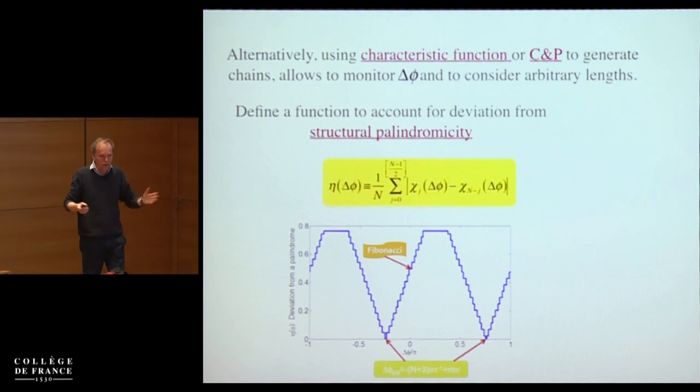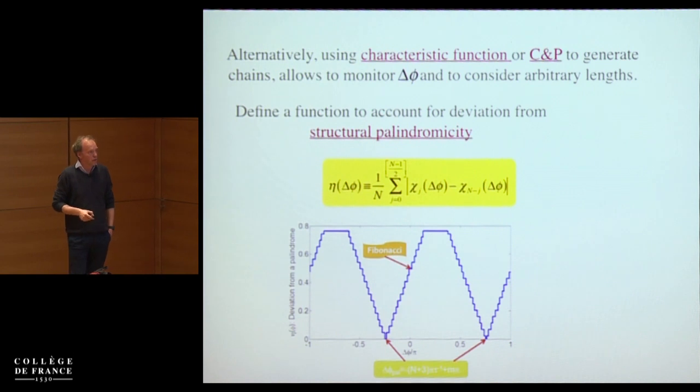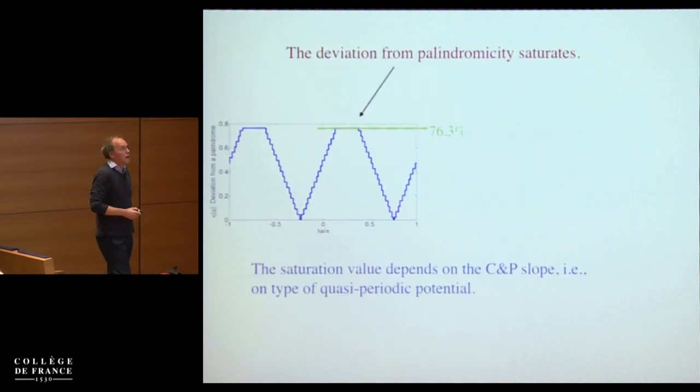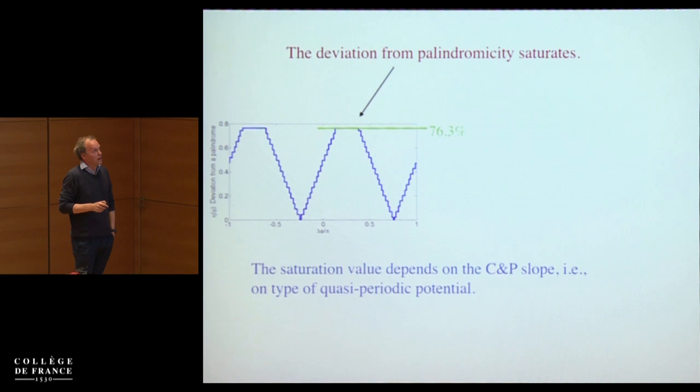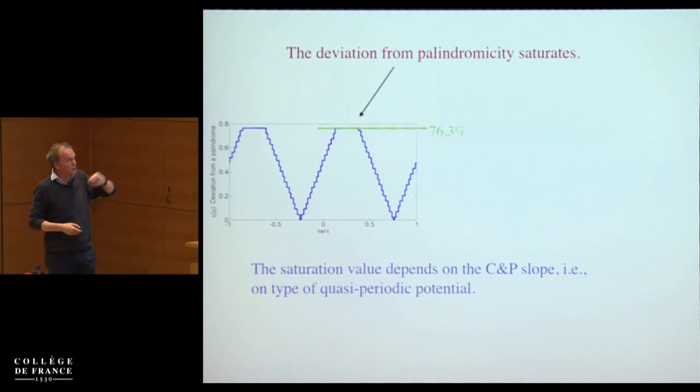There are always two values at which the chain will be palindromic. So you take whatever chain you have, you scan delta phi through a period from minus pi to plus pi, and then you observe that there are two values at which you are palindromic, always. Okay? And the Fibonacci value is somewhere here, at delta phi equal to 0 by definition, and there usually you are not palindromic. You're almost palindromic. Now, the deviation from palindromicity saturates here, you noticed, at a value. And this value, in fact, depends only on the cut-and-project slope, which means only on the type of quasi-periodic potential. For another one, it could saturate or not saturate. We will see it in a second.